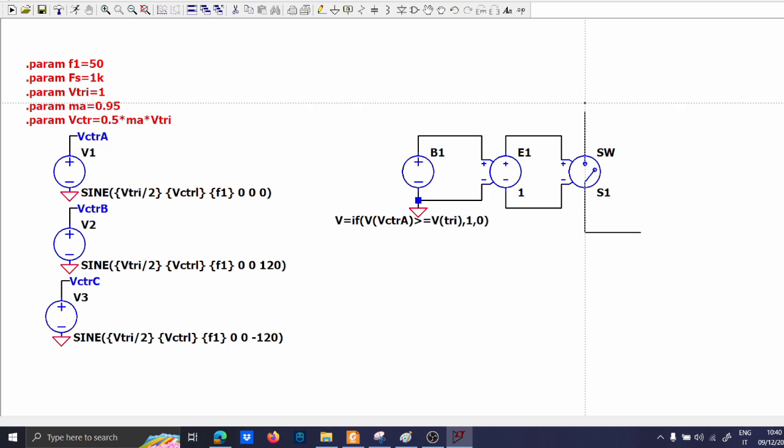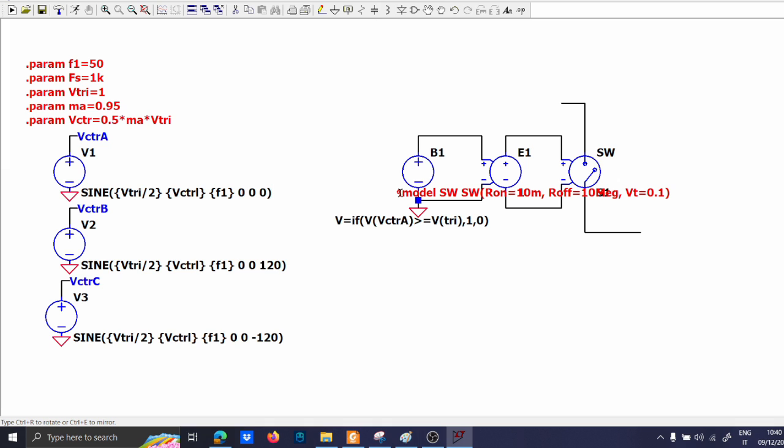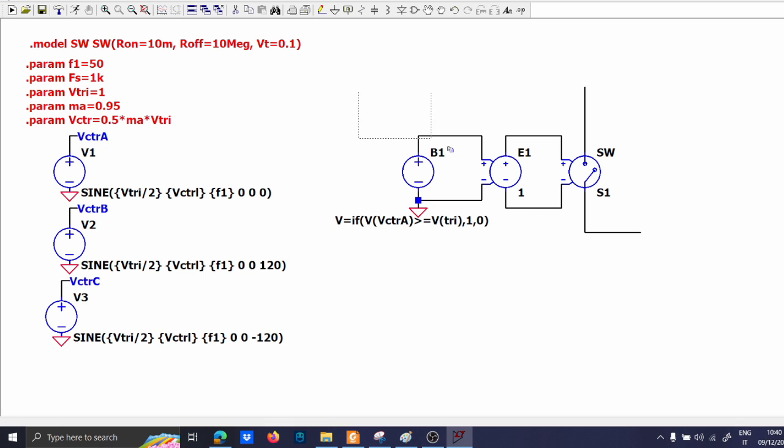Just like that. And now we declare the model of the switch, .model switch, with a resistance of a milliohm to 10 MHz and threshold voltage to 0.1. And now it is finished because you basically have just to copy and paste. If you arrived at this part of the video, it is finished because now you have just to copy and paste everything and you have done.